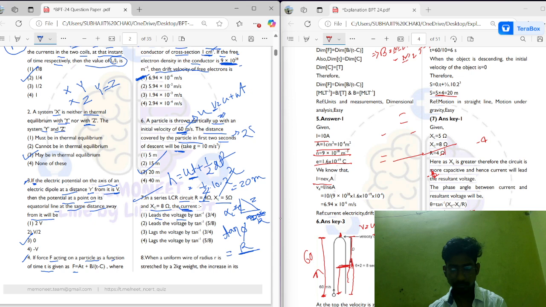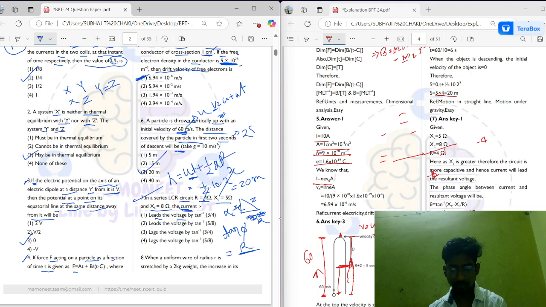The answer will be that the current leads the voltage by tan inverse 3 by 4. In the LCR circuit, always the current leads the voltage. Therefore the answer will be option number 1. Always the current will lead the voltage in an LCR circuit.